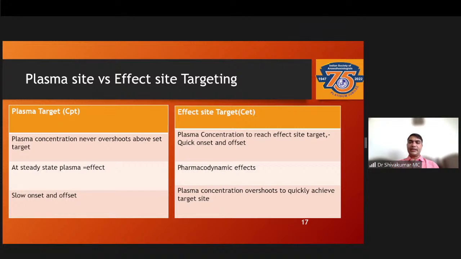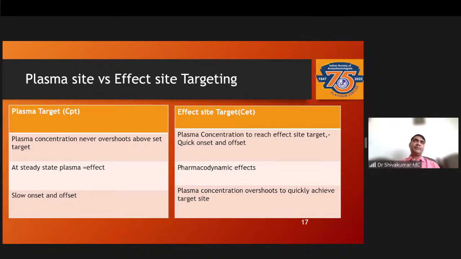In case of effect site targeting, the plasma concentration needed to reach the effect site target gives quick onset and offset, so it usually overshoots. In effect site targeting, the target is not the plasma concentration, the target is the effect site, that is the brain. So the plasma concentration varies or usually overshoots in effect site targeting. In plasma targeting, at steady state, plasma is equal to effect site.